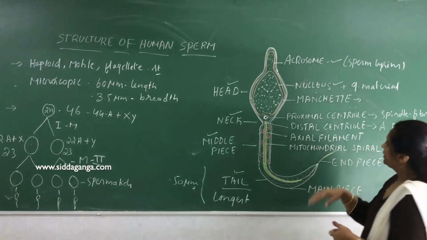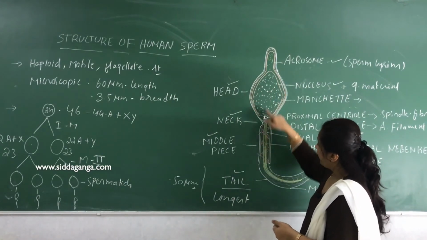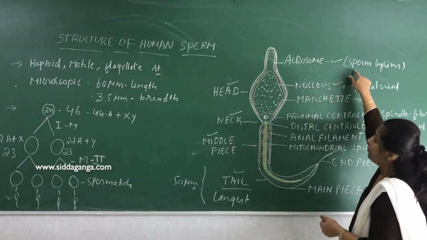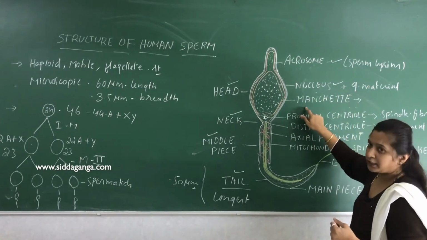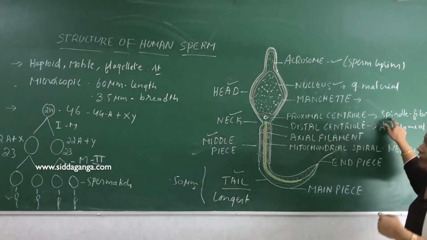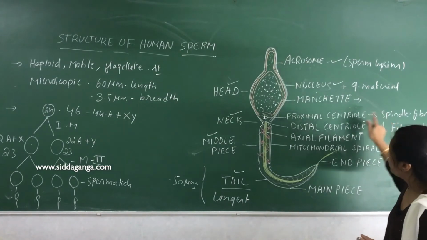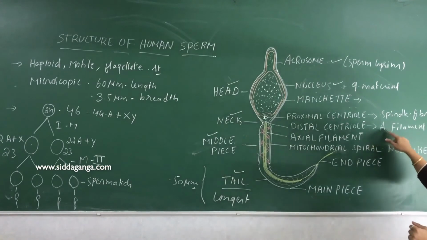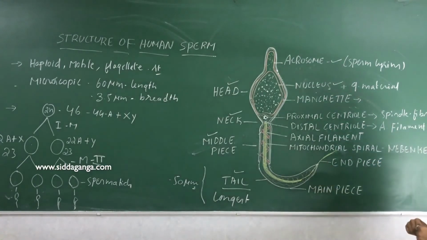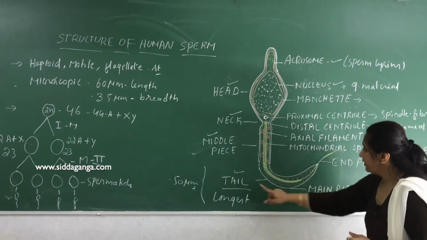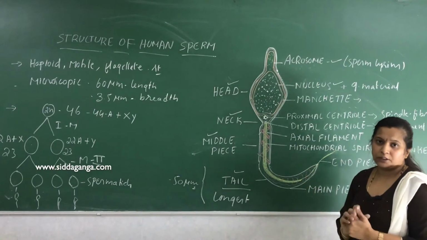This diagram is very important. It has four portions: head, neck, middle piece and tail, and each and every part has its own role. Acrosome contains sperm lysins to dissolve the egg membrane. The nucleus contains the genetic material. Manchette provides shape to the nucleus. Proximal centriole helps in the formation of spindle fibers, so it is helpful at the time of first mitotic division of the zygote, and the distal centriole gives rise to the axial filament. The mitochondria provide energy for the motility of the sperm, and the flagellum or the tail helps in the motility of the sperm. So this is the structure of human sperm.